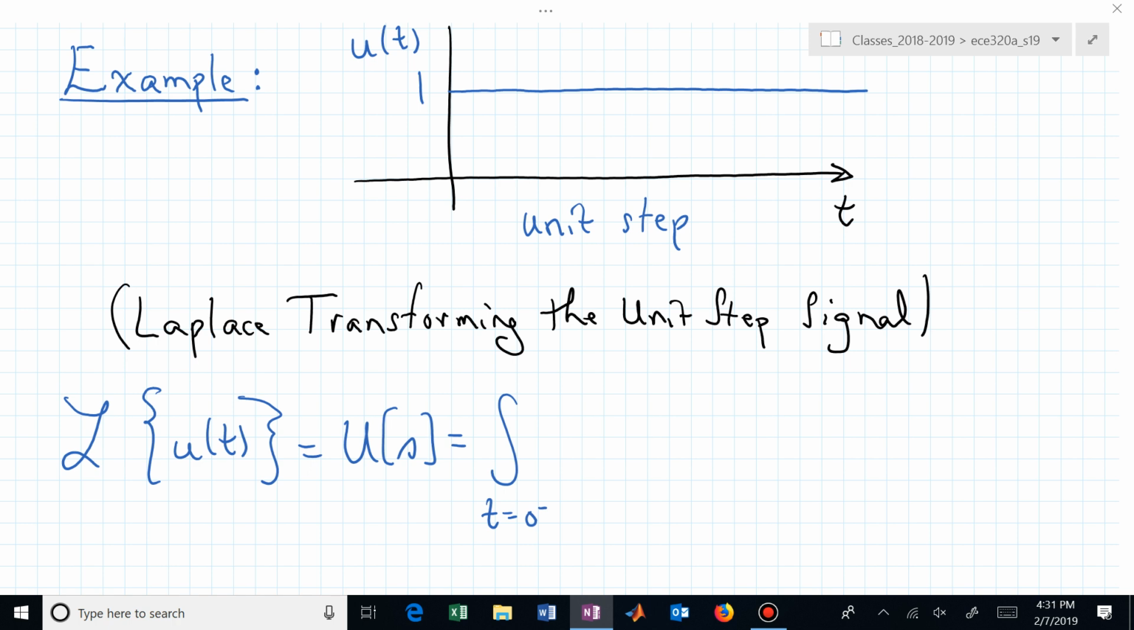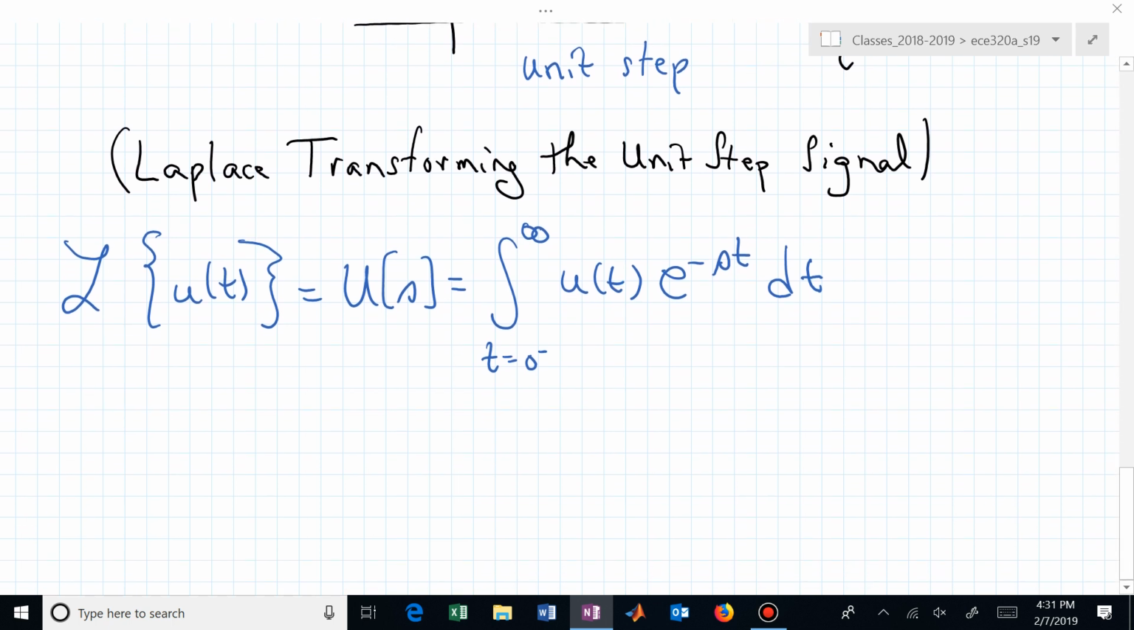That's really all we're doing, is we're saying go from 0 all the way up to infinity. That's where we're integrating. And then we're integrating this function of time, u of t, which is right there. It's just 1 from 0 all the way up to infinity. But we weight that with this complex exponential, e to the minus st, and we're integrating time away. So now we have our formula for the Laplace transform of a unit step. And to do this, we plug in the time domain formula for the unit step.